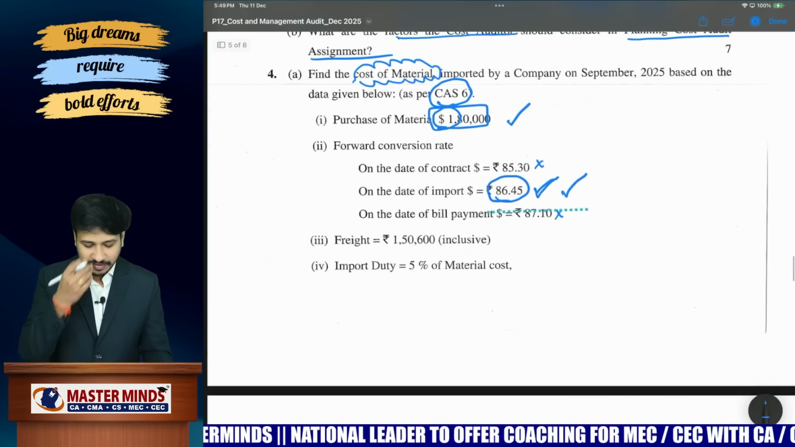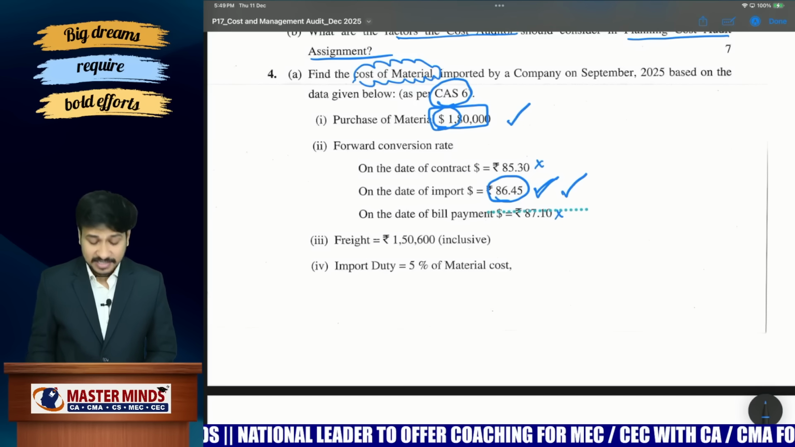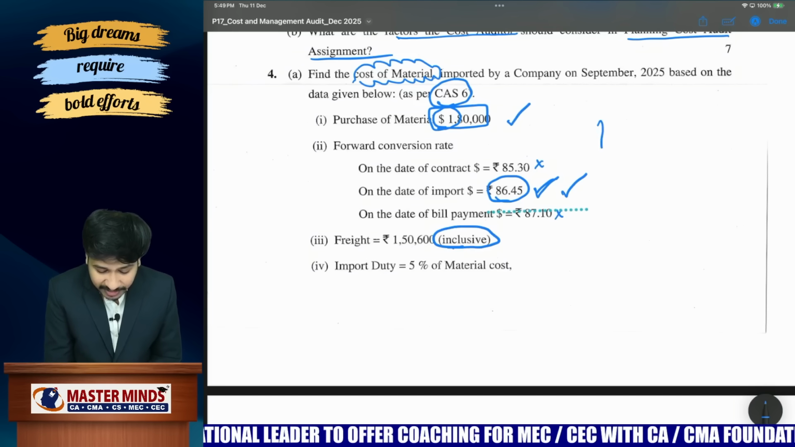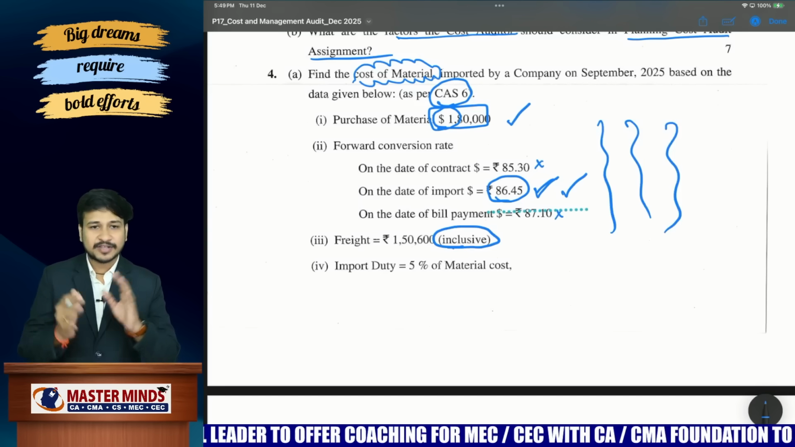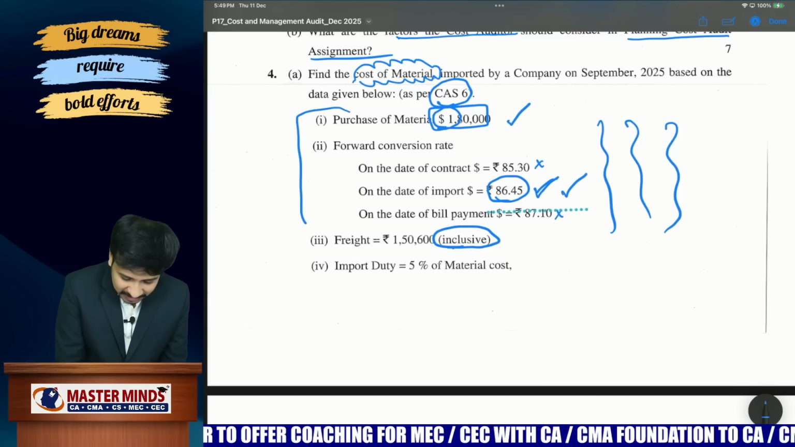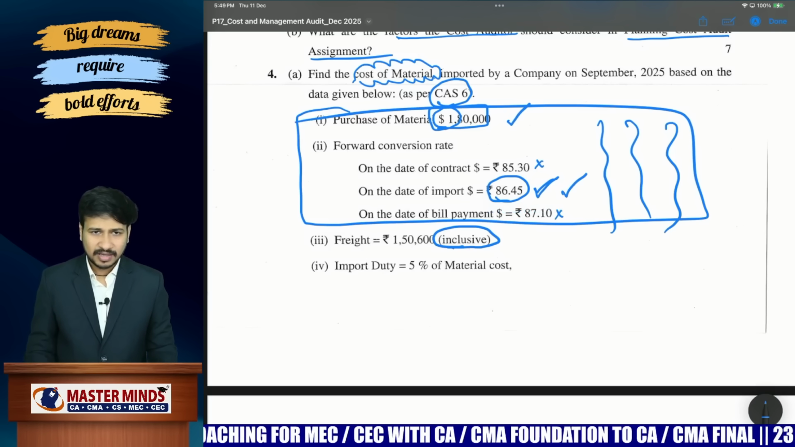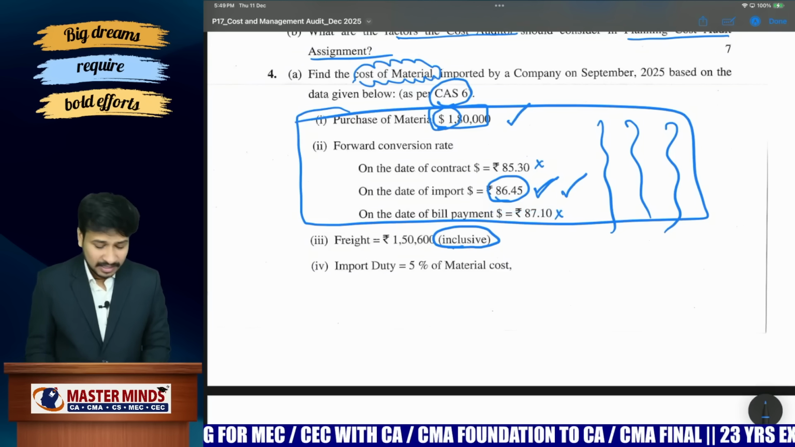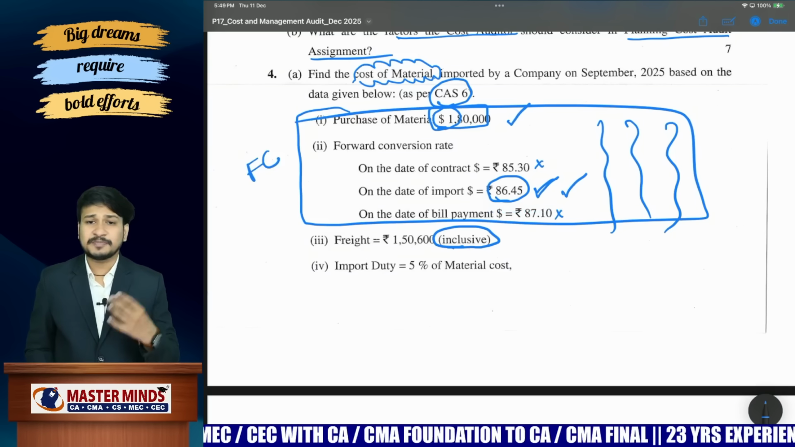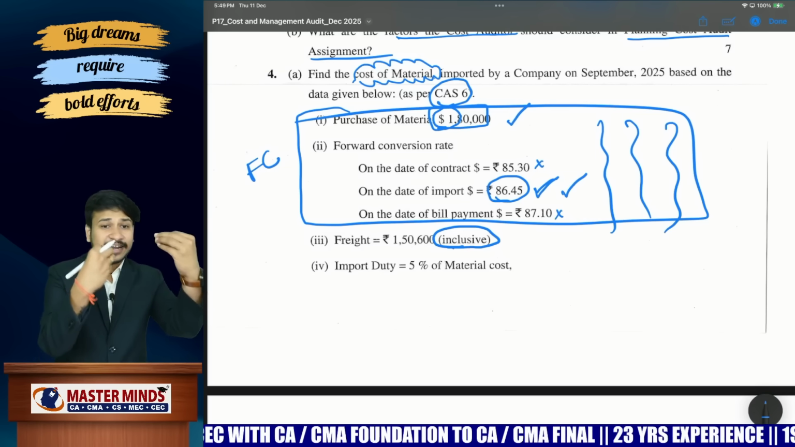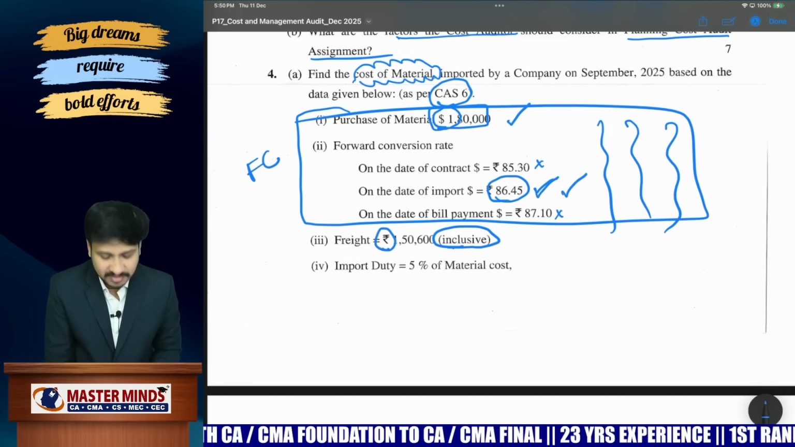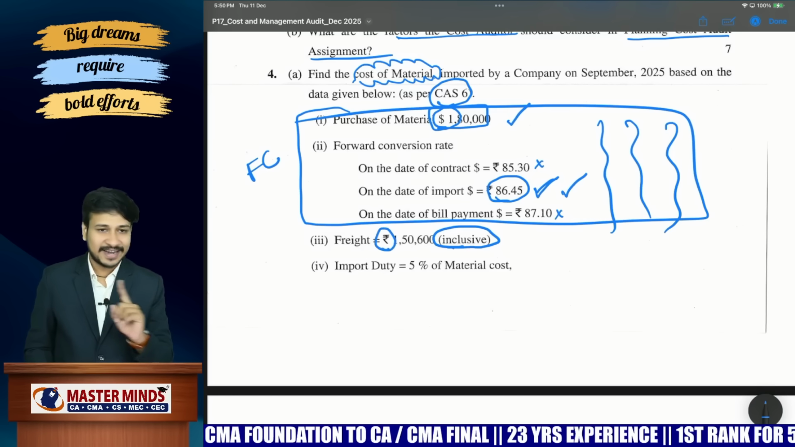Now coming to the next one, freight. Freight is rupees 150,600 inclusive. It's not included in this. And if you think with common sense, this is what you are purchasing from the supplier, in foreign currency. Then how is it practically possible that freight is already included in that, the 2 in rupees? Which is not the correct part at all.